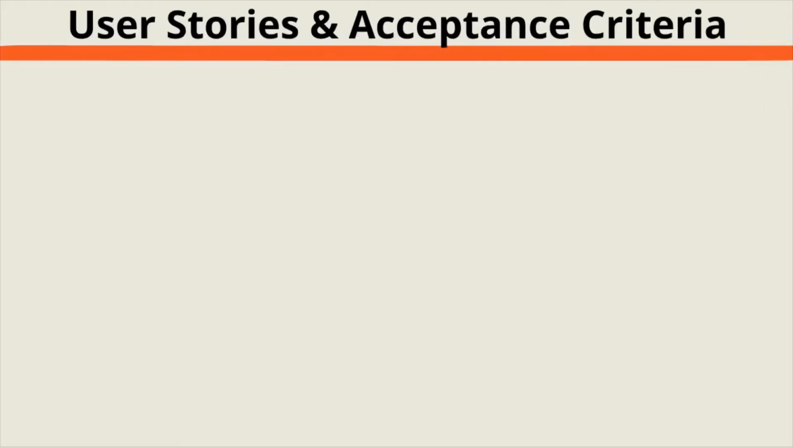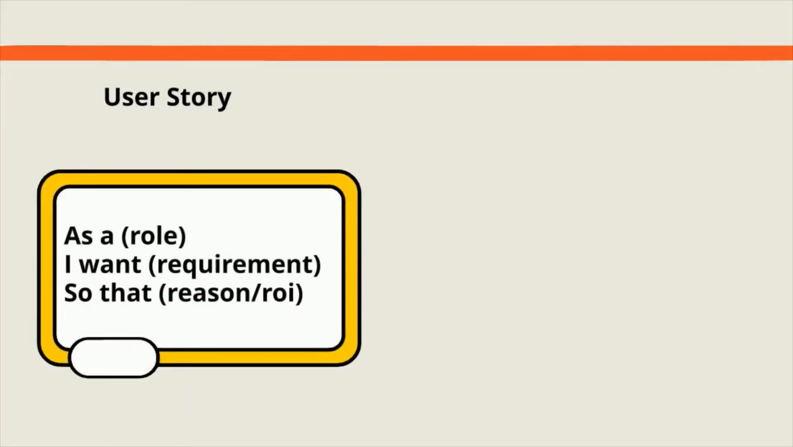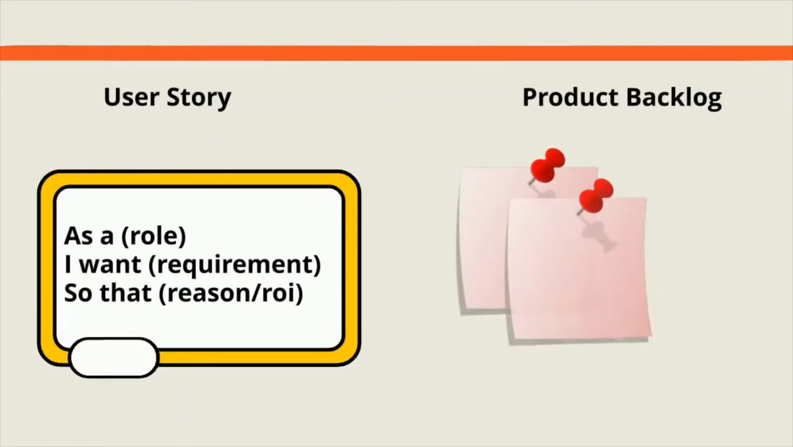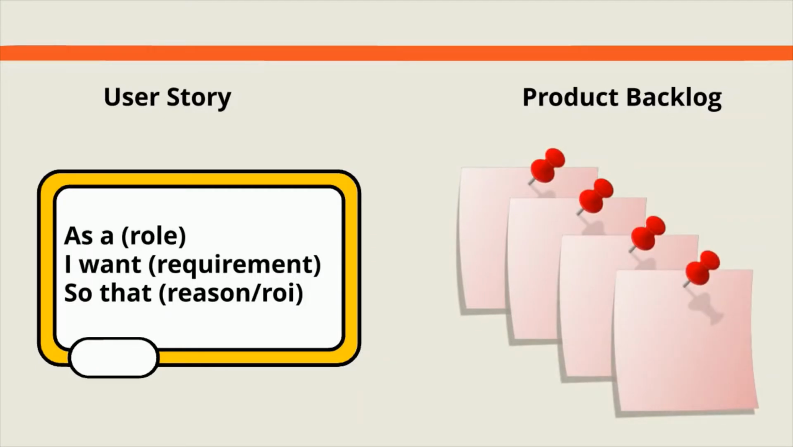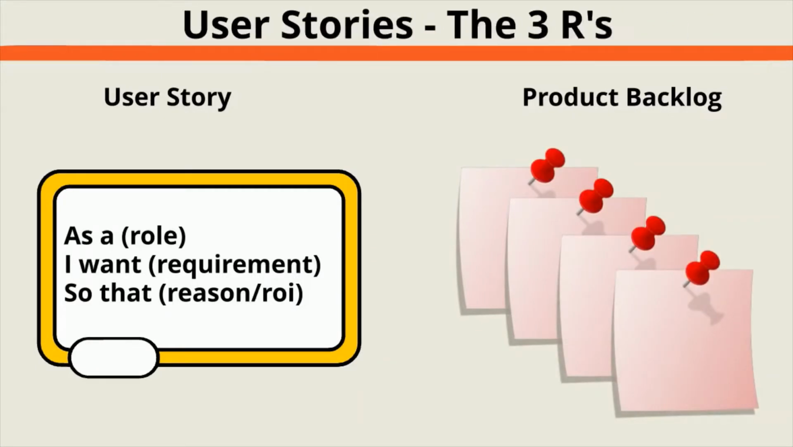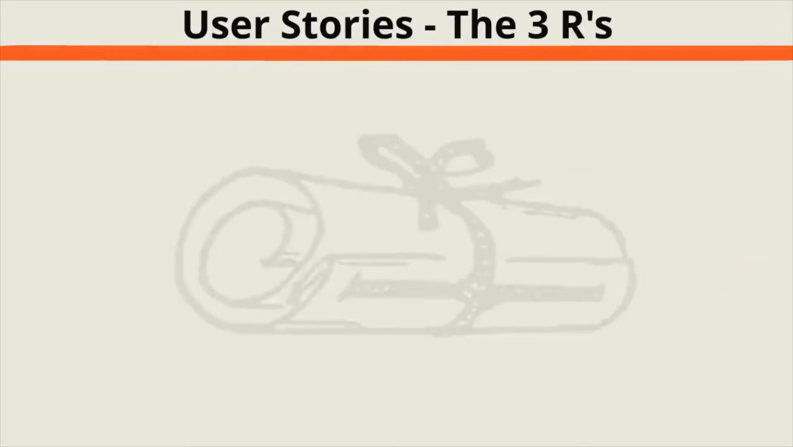Today, I will explain user stories and acceptance criteria in detail. User story is a topic on its own. Since it's a usual part of creating product backlog, I will introduce the key concepts. User stories and the 3 Rs.